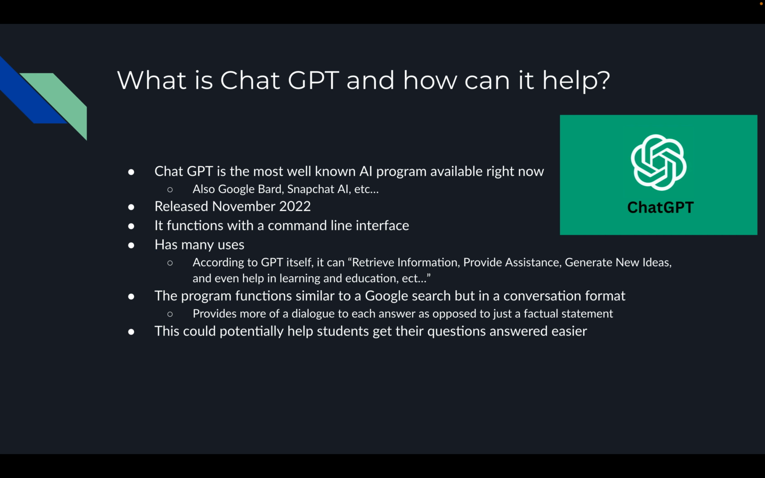So Google maybe gives you the information, but doesn't directly give it to you. It more gives you the links to other places that might have the information, whereas if you were to ask ChatGPT a question, it would just give you an answer as if you asked another person. And I'll show more examples of that. So it gives more of a dialogue as opposed to just a factual statement like Google does sometimes, or links to other places.